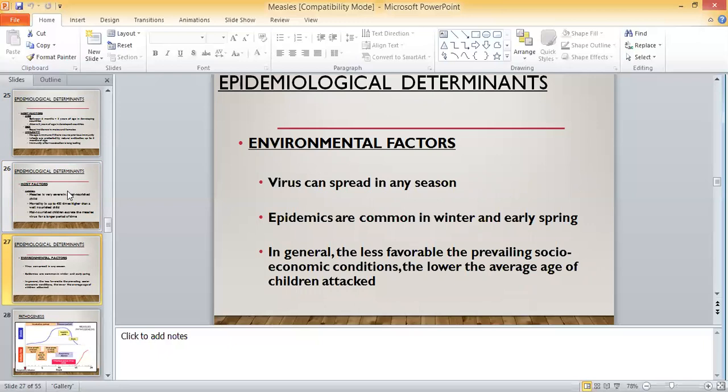Last are environmental factors. The virus can spread in any season, but most commonly occurs in the winter and spring seasons, as already told, due to overcrowding, as people live together in crowded places during winter. In general, the less favorable the prevailing socio-economic condition, the lower the average age of the children. In lower socio-economic conditions, in immunocompromised children, it attacks early, in young infants and babies, and they develop the disease.